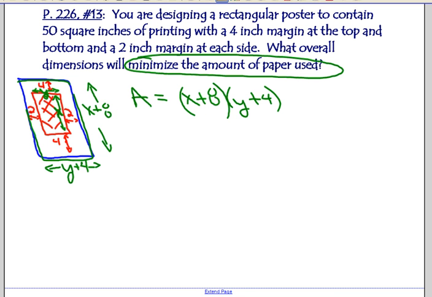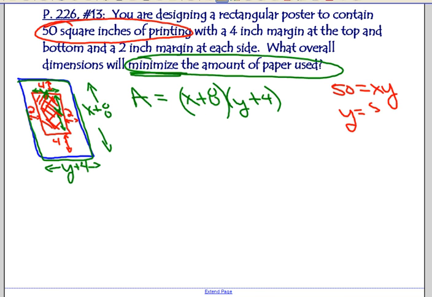So my area is x plus 8 times y plus 4. That's the equation I'm going to focus on because it said minimize the amount of paper used. I see two variables, and with two variables I can't take the derivative, so I want to somehow get rid of one of them. I look up here and notice there's 50 square inches of printing. That's the red part, and that rectangle would be x times y. It doesn't matter which one you solve for. I'll solve for y, and y is 50 over x.